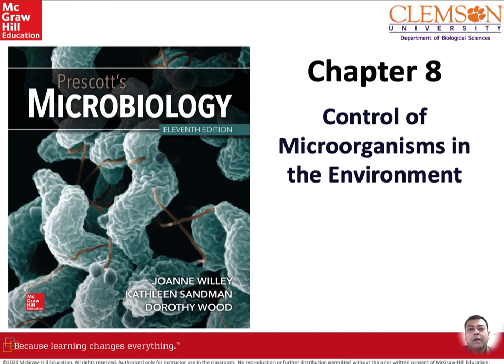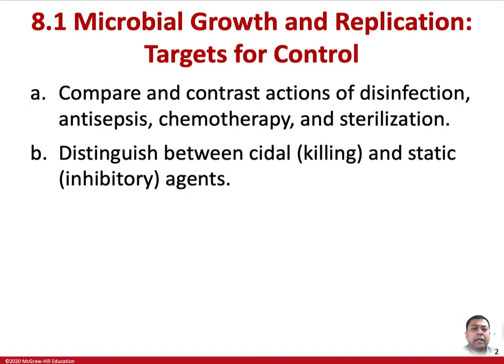Welcome back. We are starting with chapter 8, and we're going to discuss the control of microorganisms in the environment. In this chapter, in the first part, we are going to talk about microbial growth, replication, and the targets of control, to have a generalized idea. Then we will go into detail about some of these compounds which are essentially required for killing or inhibiting different types of microorganisms.